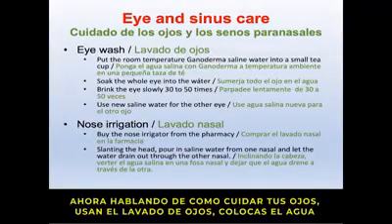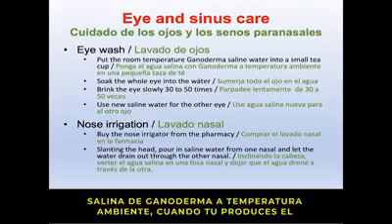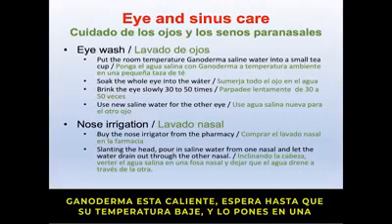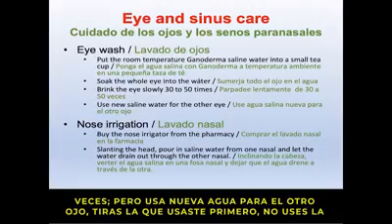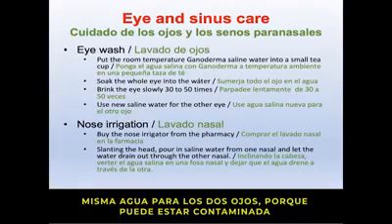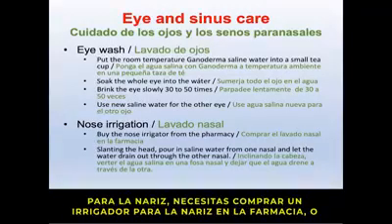Now we're talking about how to take care of your eyes using this eye wash. You put room temperature Ganoderma saline water into a small teacup. When you produce the Ganoderma it's hot, so wait until the temperature comes down. Then you soak the whole eye in the water and blink slowly, 30 to 50 times. When you use it for the other eye, use a new one and throw away the saline water. Don't share the same water for both eyes because it may cause contamination.